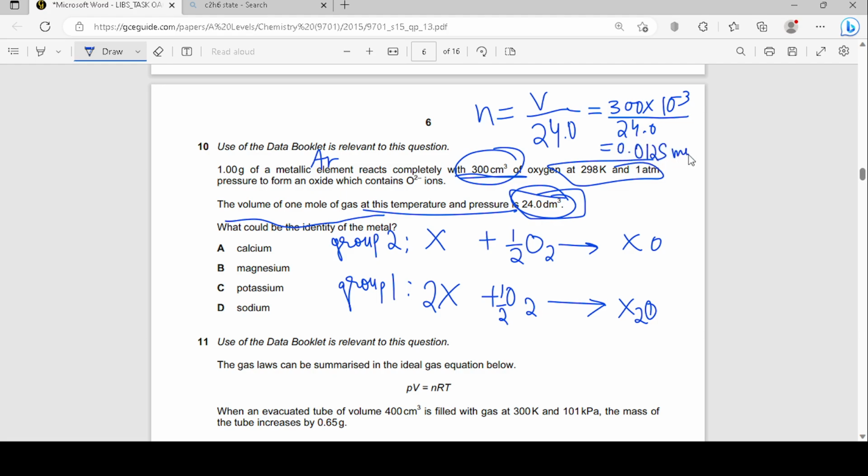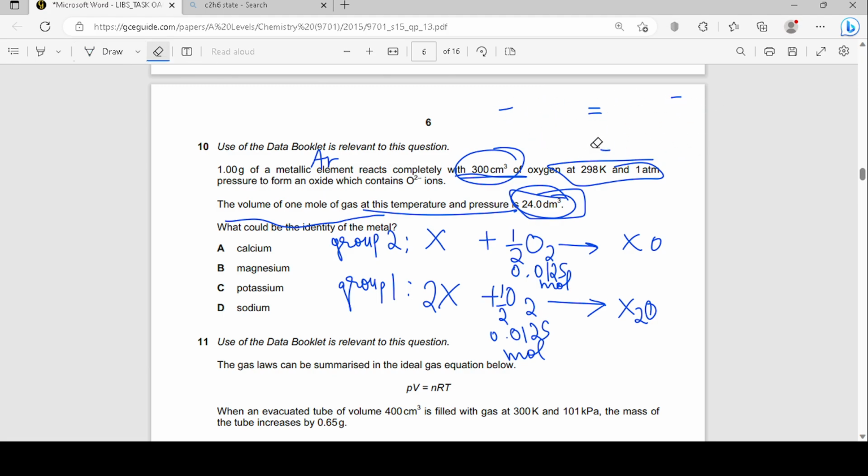0.0125 moles. So in both cases, I'm going to write 0.0125 moles under oxygen, because I don't know yet if it's a group 1 or group 2 metal. Now that we've done this part, let us backtrack and see how many moles of X we would have. If it was a group 2 metal, you have 1/2 is to 1, which is the same as a 2 is to 1 molar ratio if you multiply this by 2. So 2 is to 1 molar ratio means that if I have 0.0125 moles of this, I should have 0.0125 times 2 moles of X.